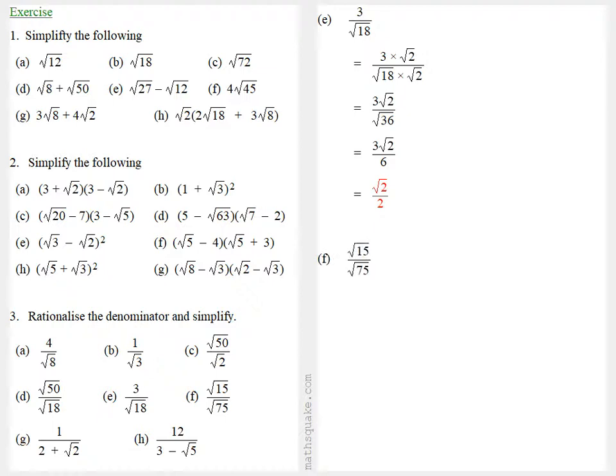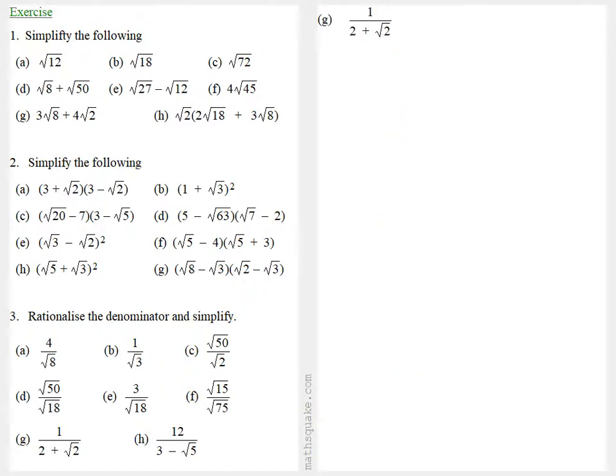In question F, we have root 15 over root 75. Now, root 15 can be written as root 3 times root 5, and root 75 can be written as root 25 times root 3. Now, the root 3's cancel top and bottom. So we have the square root of 5 over the square root of 25, which is equal to root 5 over 5, and that's our answer.